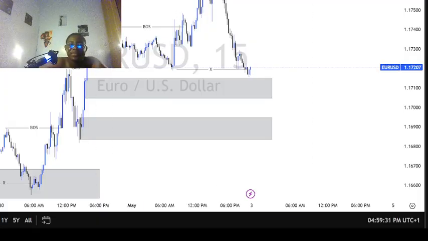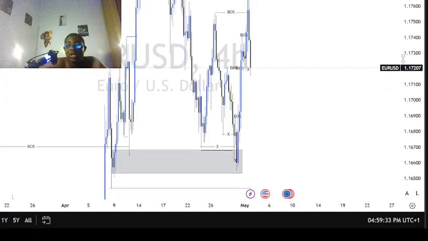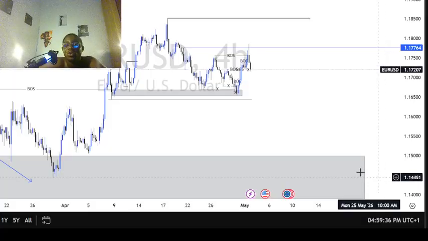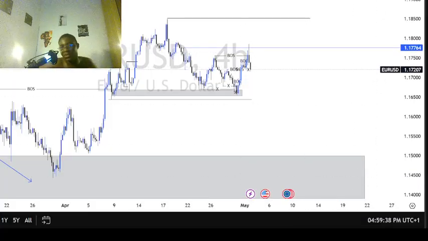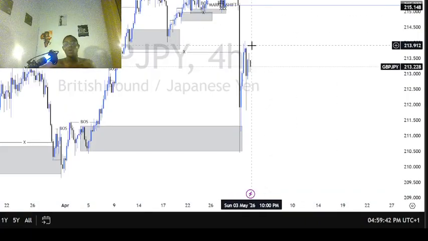So that's just the bias, but you know what's going on right now in the whole world, so you have to be very, very careful while trading this market. So let's go to our next pair, which will be GBPJPY.